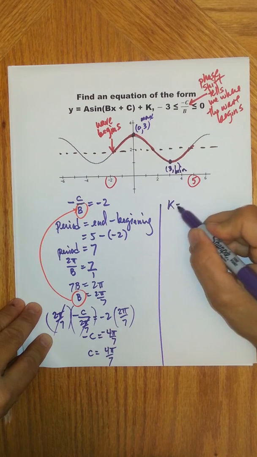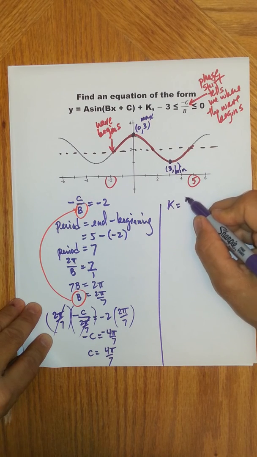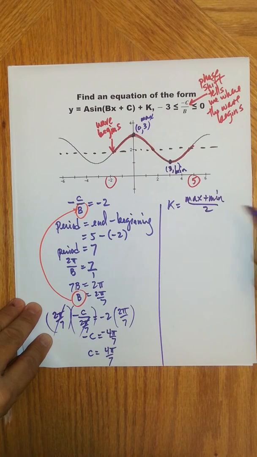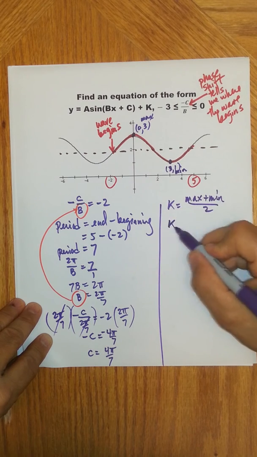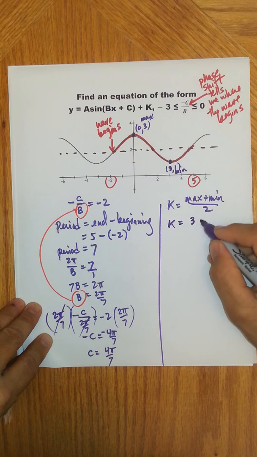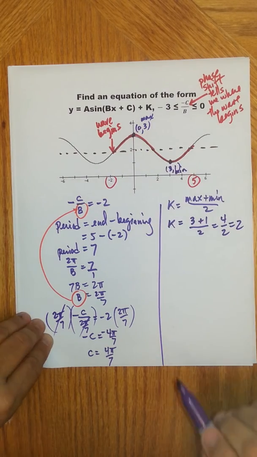So k is the average of the max and the min values. So if I take max plus min divided by 2, that's what I should get for k. So let's take the y values. So 3 plus 1 divided by 2, 4 divided by 2, 2. So there's a halfway value for the y.